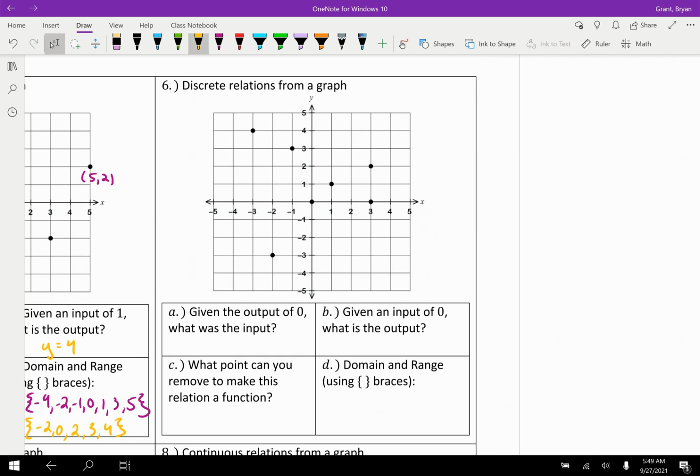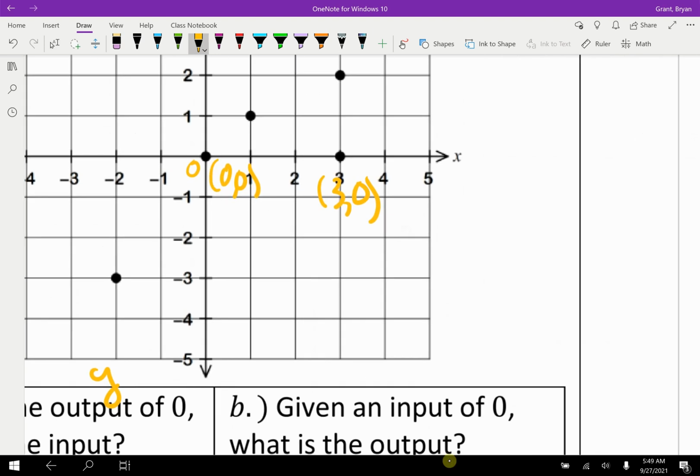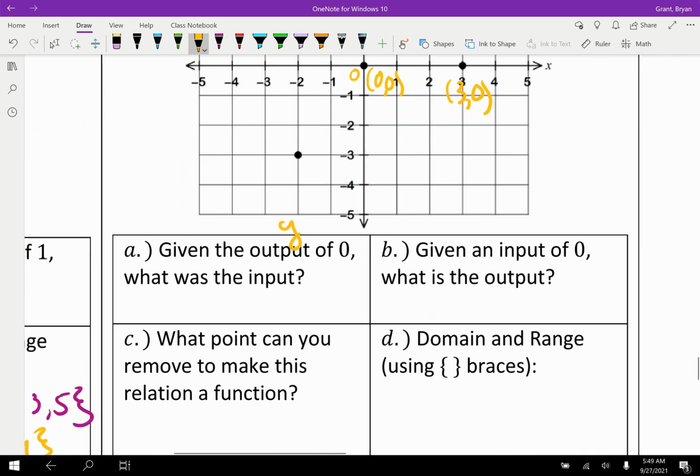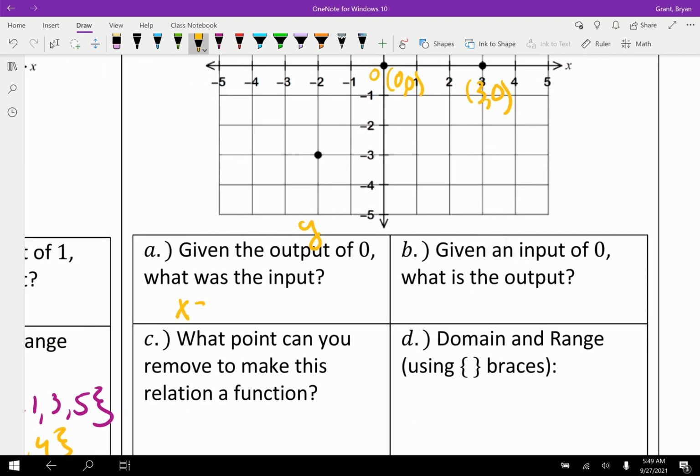Given an output of 0, remember an output is a y, so here is, let's see, the y-axis at 0 moving up, is right here. What is the input? So we're looking for an x here. Well, input of 0 will get you 0, and also an input of 3 will get you 0, right? This is the point 0, 0, and 3, 0. So given an output of 0, what was the input? Well, it's either an input of 0 or an input of 3.